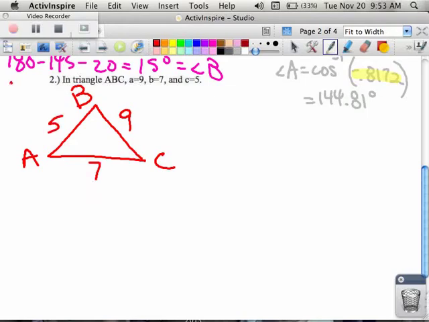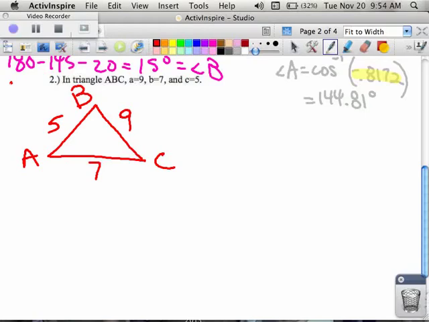And now for a brave volunteer. Gray, thank you for volunteering. Gray, which angle should I find first? Why? A. Because it's the biggest. That's right. Good job, Gray. Always find the biggest one first.